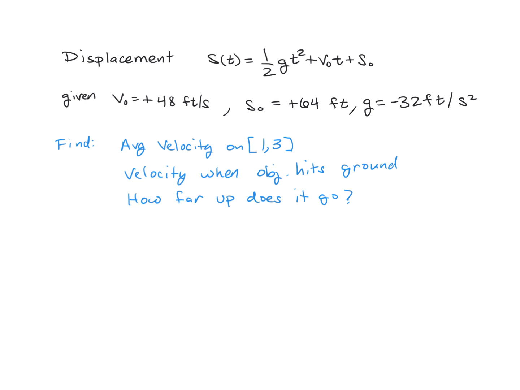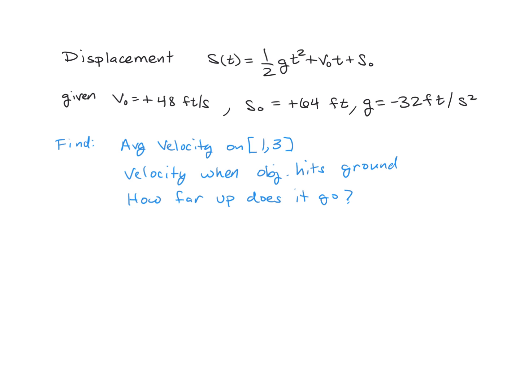In this problem, we have an application from physics. We have displacement function s of t, which is 1/2 times g t squared plus v0 t plus s0, where g is our gravitational constant. It's our acceleration due to gravity. It's negative 32 feet per second squared. V0 is our initial velocity.